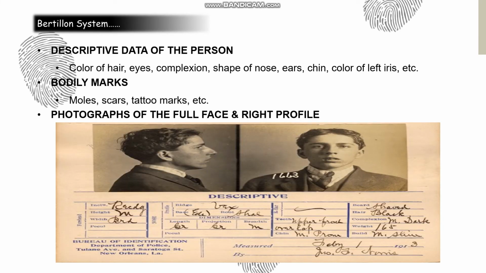So sa Bertillon system, it includes the descriptive data of the person. So, nilalagay natin dyan, ano ba yung color ng hair niya. So, aside from the body measurement, isa to sa kasama sa ating Bertillon system. Again, the descriptive data of the person. The color of the hair, the eyes, the complexion, the shape of the nose, ears, chins, color of the left iris, and so on. So, ito siya. Kung makikita mo sa example, black, di ba? Height, di ba? The weight, and so on. So, the descriptive data of the person.